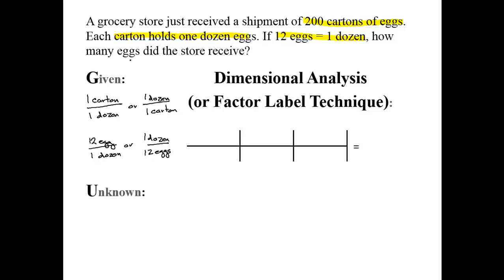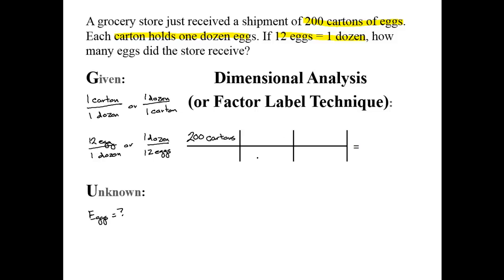And then finally, how many eggs? So eggs is the unit that we want. All right, so in this top left-hand side of our dimensional analysis grid, we start with what we know, 200 cartons.